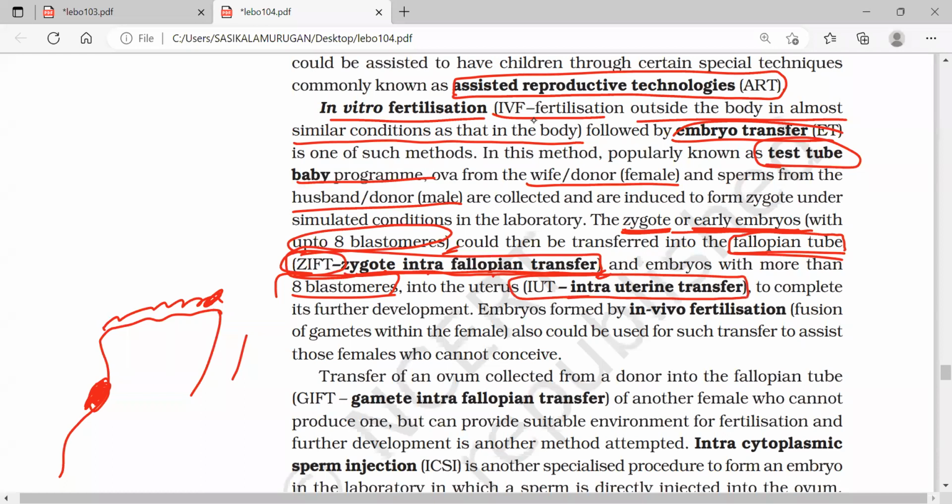That is, we directly transfer the embryos into the uterine.